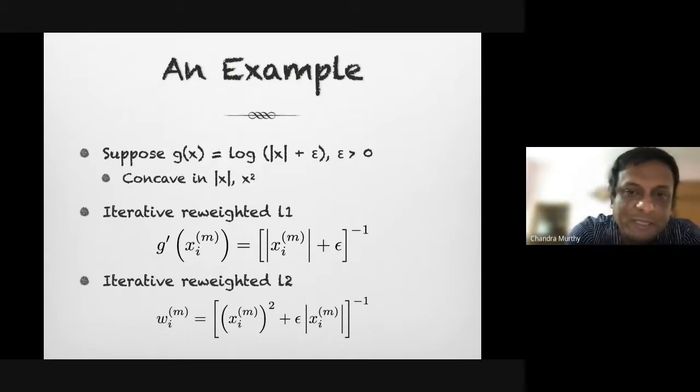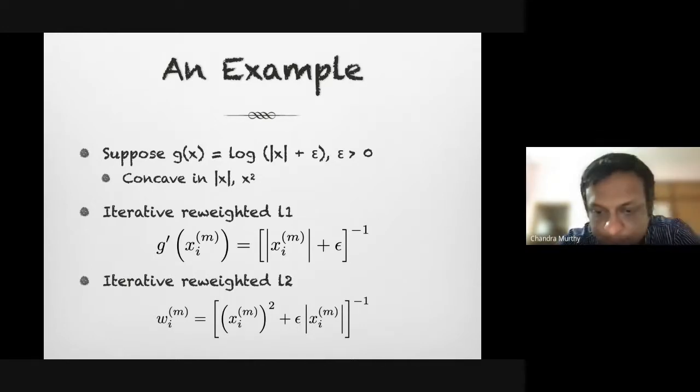So for example, if g of x was log of mod x plus epsilon, then in the case of iterative reweighted L1, the weights turn out to be mod of xim plus epsilon inverse. In the case of iterative reweighted L2, the weights turn out to be equal to xim squared plus epsilon times mod of xim inverse. So you can actually work out what these weights are, and you can see the weights are also of a very simple form. So at the current iterate, you just calculate these g dash of xim or wim, and then you run the previous two algorithms.